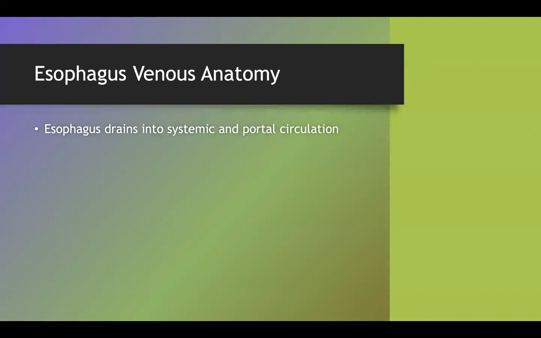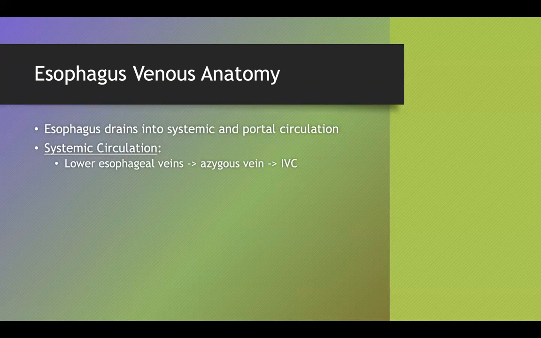And there's one clinical correlate that's good to know. I'm going to hammer this home in a few different lectures, including the liver lecture, is that the esophagus drains into both the systemic and the portal circulation because it's part of the GI tract and it's also not part of the GI tract. So for the systemic circulation, you get lower esophageal veins that can drain into the azygous vein, and that can drain into our IVC, which is kind of our main vein that funnels fluids back to the heart.